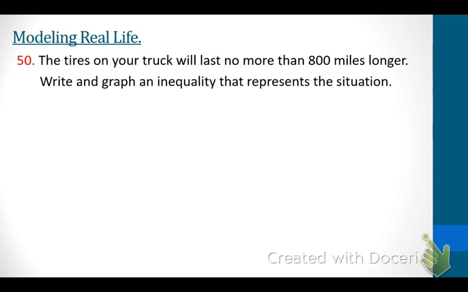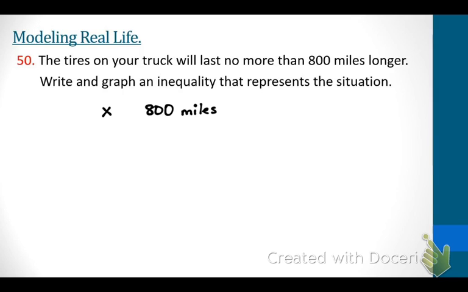All right, for this one, we've got a modeling real life problem. This is what it says. The tires on your truck will last no more than 800 miles longer. Write and graph an inequality that represents the situation. So just like before, we're going to go ahead and start with our x. Next thing, we're going to write our number. What's our number? 800. Okay, now what does that refer to? 800 miles. Good job. So just because it's modeling real life, we're going to go ahead and put miles in there.